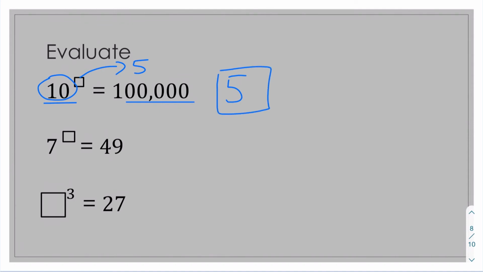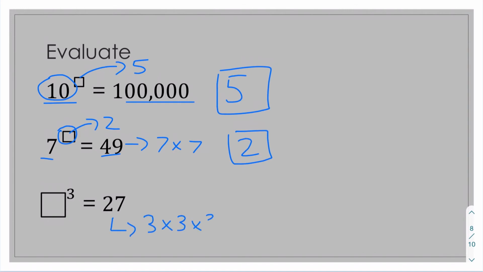For the second one, we have 7 to the power of something equals 49. Well, we know that 49 is equal to 7 times 7. And because 7 is being multiplied by itself 2 times, that must mean that 2 is the exponent. So 2 is the answer for the second one. Now, for the third one, we have to find the missing base. And we know 27 is just 3 times 3 times 3. And guess what? The exponent is saying that this base will be multiplied by itself 3 times. So that means 3 must be the answer here. So the answer is 3.